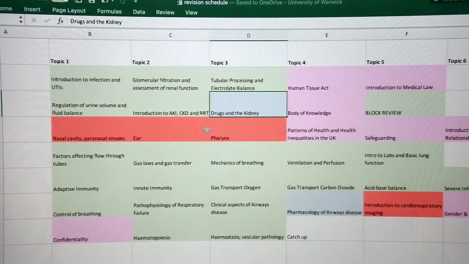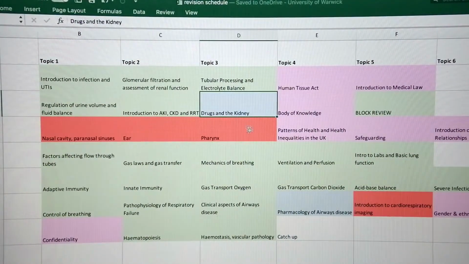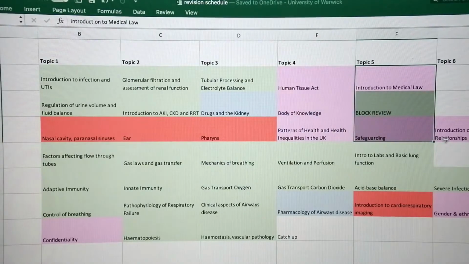Something else that you will probably notice is that I have tried, where possible, not to have an entire day of anatomy or an entire day of pink stuff.